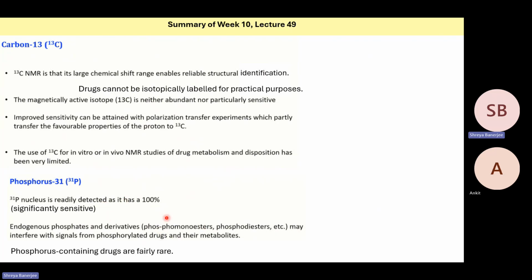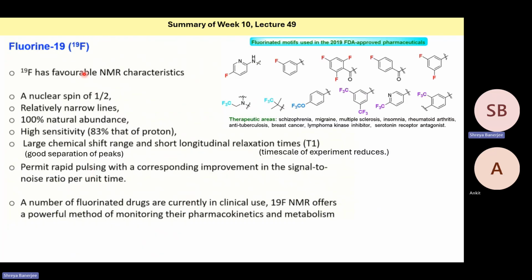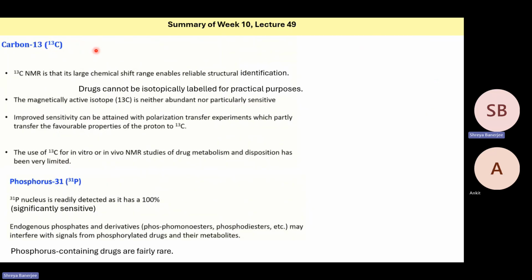And on top of that, phosphorus containing drugs are rare. Fluorine containing drugs are common. So 19F is a good technique, but phosphorus containing drugs are fairly rare. So 31P is not used that often. So overall, among all the nuclei, we see that 19F is the one that is best for in vitro and in vivo study of drug metabolism.